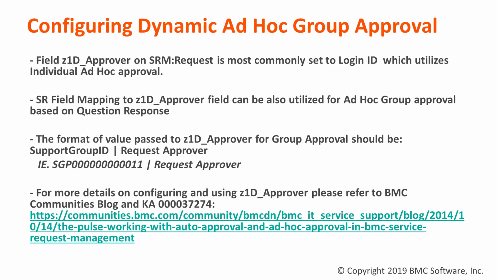And here you can see an example of a sample value where the support group is 11. And the request approver, that's the role it's looking for. So this would return all active approvers for this specific support group ID that have the role of request approver.